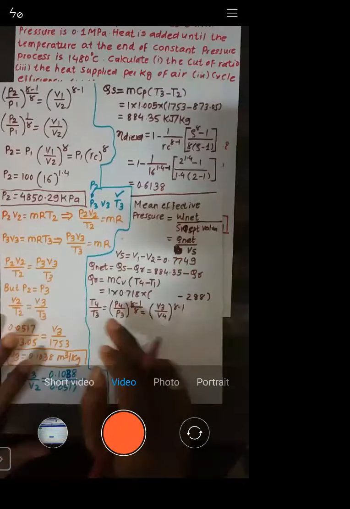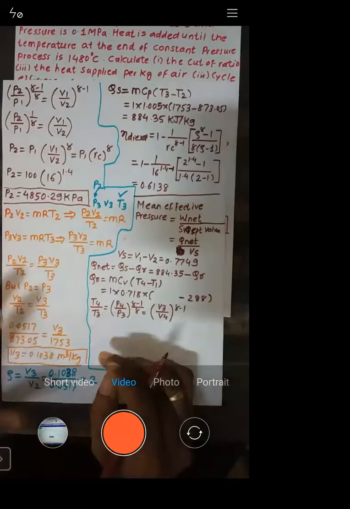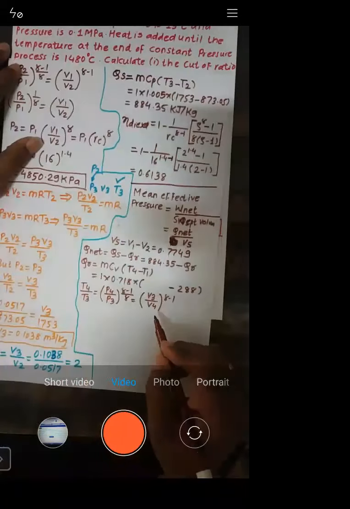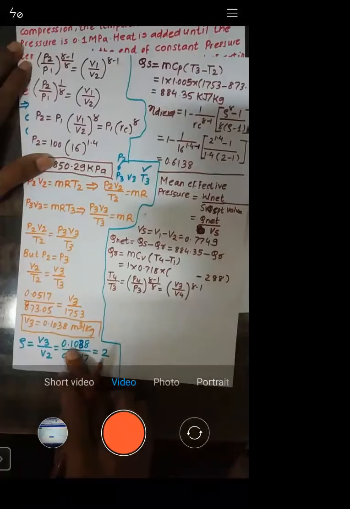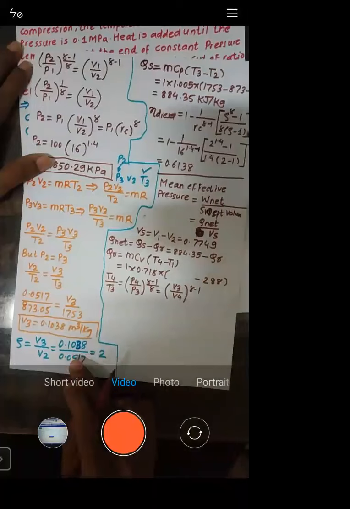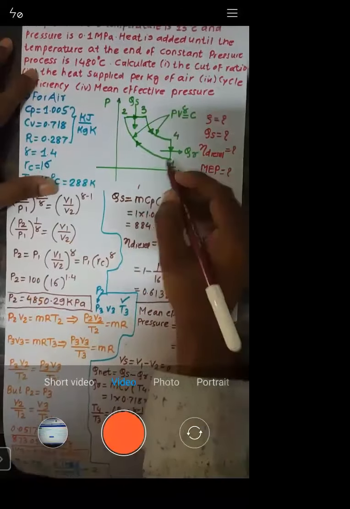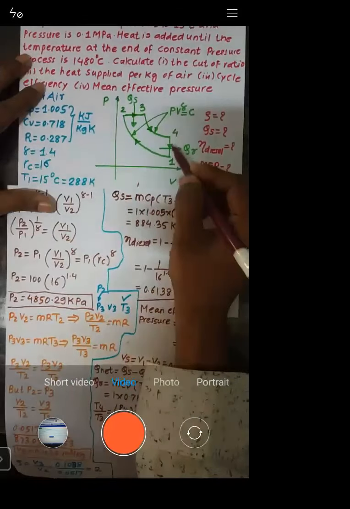So now I want T4. For getting T4, the rest of the values should be known. I should know V3, and I should know V4. What is the value of V3? I calculated V3, the value of V3 I know. Okay, what is the value of V4? You can check, the value of V4 is the same as V1.